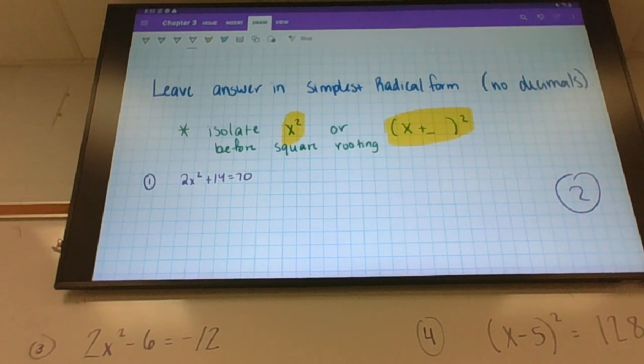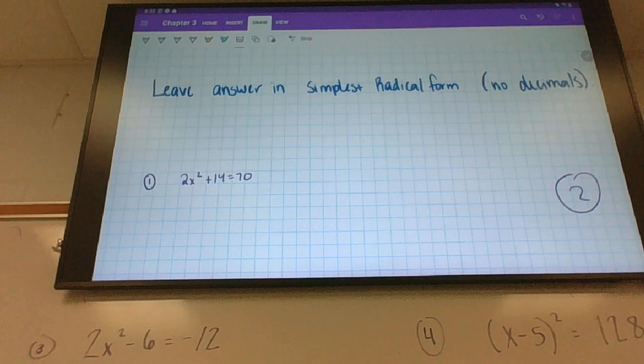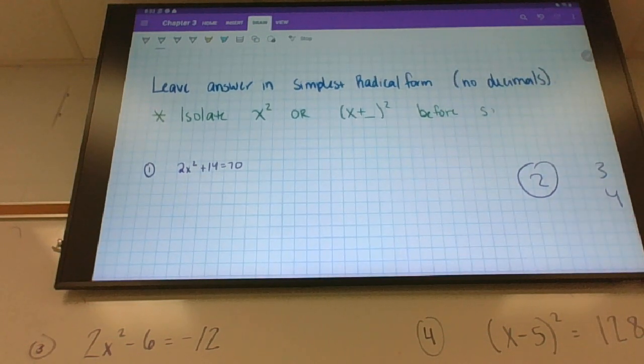This is the stuff I'm answering. So right now, you want to isolate x squared. You want to get x squared alone. Or sometimes it's like a whole parentheses in x squared. You want to do that before you square root.